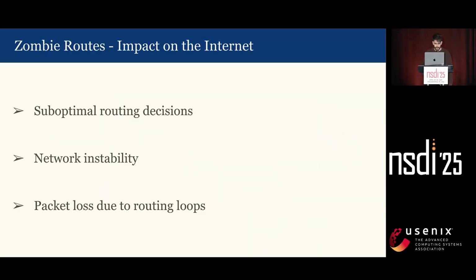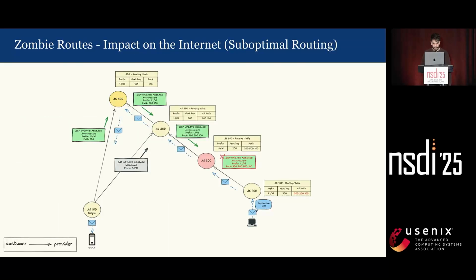So let's talk about the impact this has on the internet. First of all, it generates suboptimal routing decisions, which adds latency to the data plane. Secondly, it creates network instability. And worst of all, packet loss due to routing loops. Regarding routing loops, I won't dive in because of timing, but if someone is interested, I've prepared some slides to explain this. I will explain a suboptimal routing decision scenario on the next slide.